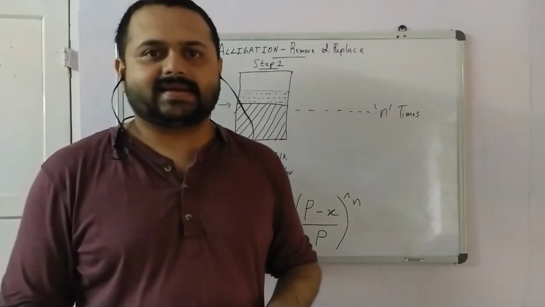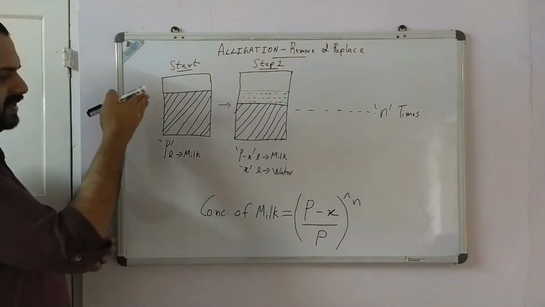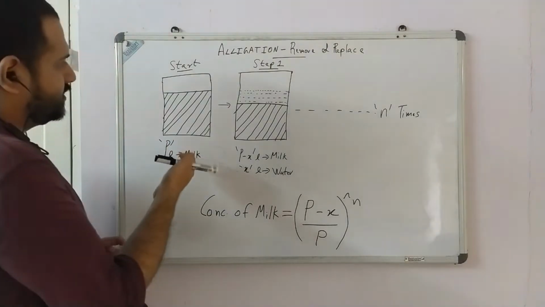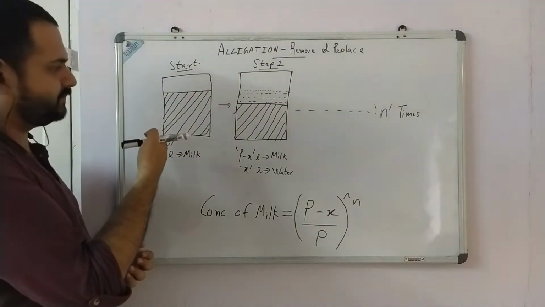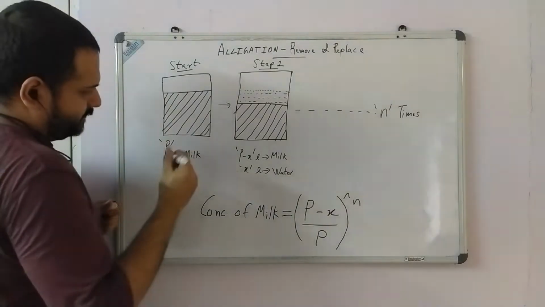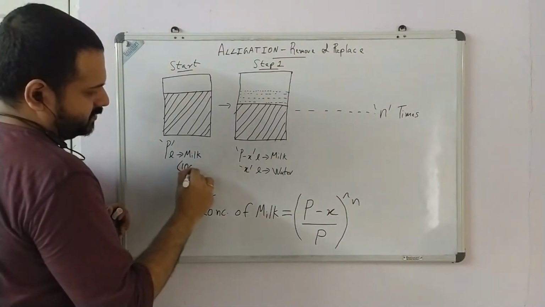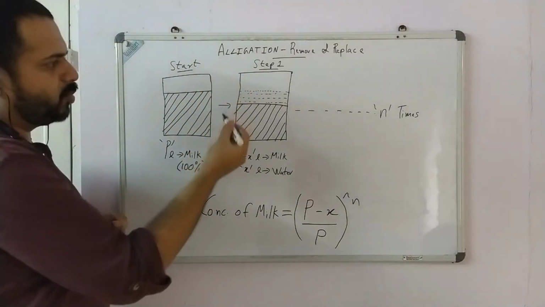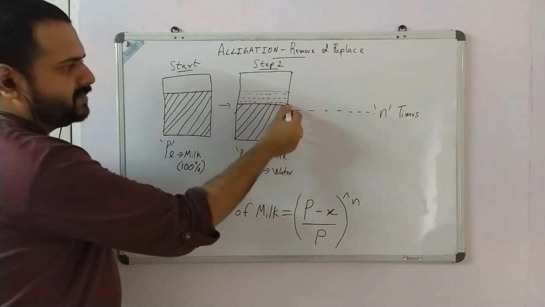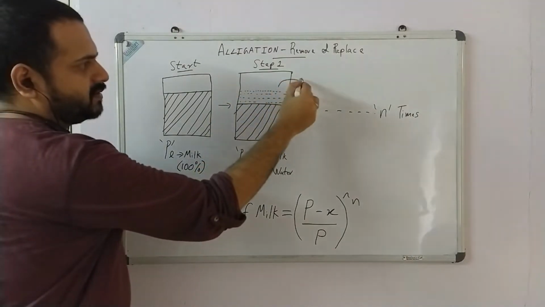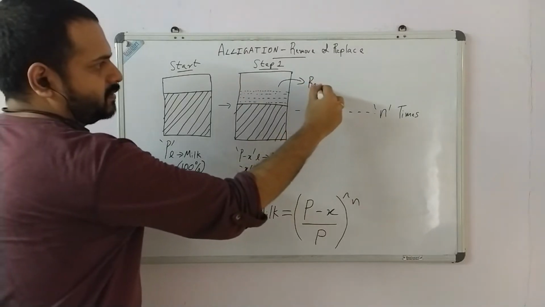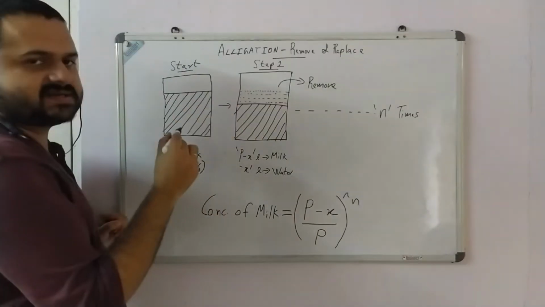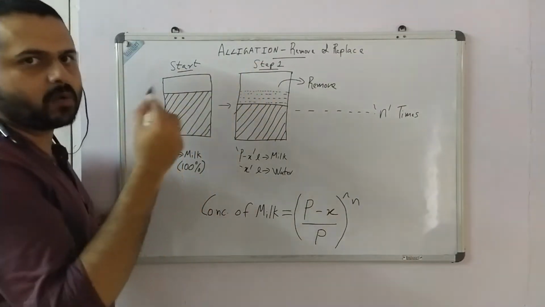So like I said, initially there is P liters of the pure solution, right? So I have assumed milk in this case. So that's the first step that we start with. So 100% milk, right? And just write that here. Pure milk. Now in step 1, what happens is X liters of milk is first removed. Correct? And then the X liters is replaced with X liters of water.